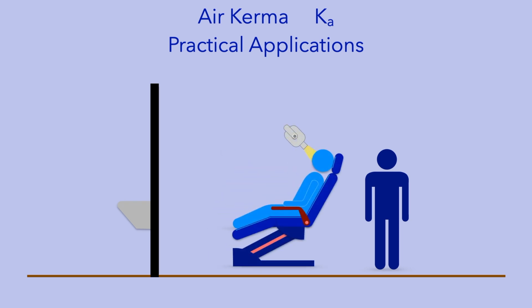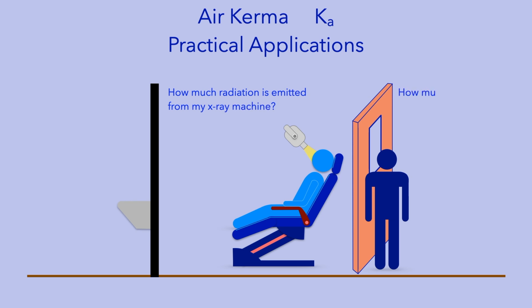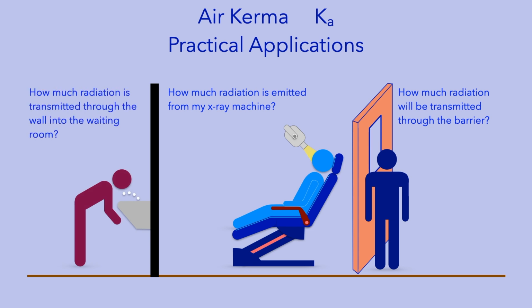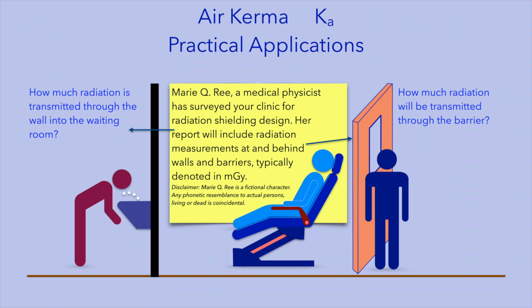We use X-rays to image patients in our clinics. During the imaging procedure, we may stand behind a protective barrier to minimize the amount of radiation to our cells. In this situation, we would want to know how much radiation is emitted from the X-ray tube and how much radiation is transmitted through that protective barrier. Likewise, we would also be interested in knowing how much of the radiation is transmitted through the wall into the waiting room, where it can expose other patients or members of the public. Regulations require appropriate room shielding when ionizing radiation is used, and this would require the measurement of air kerma at various locations to design appropriate shielding.